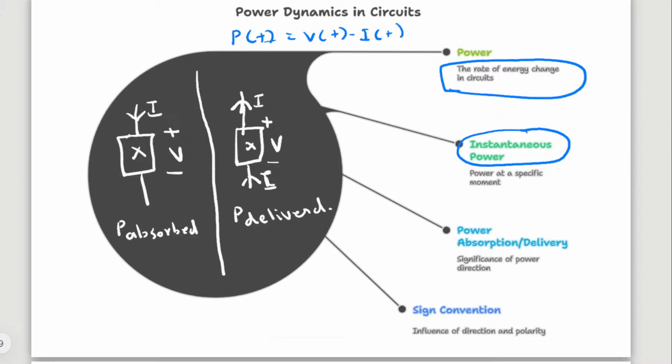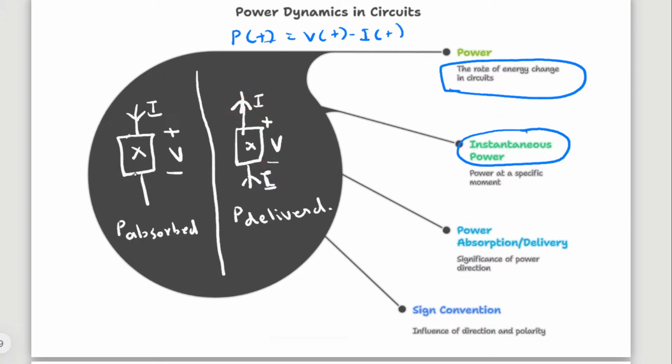So power absorbed or power delivered is defined purely based on the polarities. It does not depend upon the value of I or V. That's the crucial concept here. It only depends on the direction of I and the positive and negative polarity.